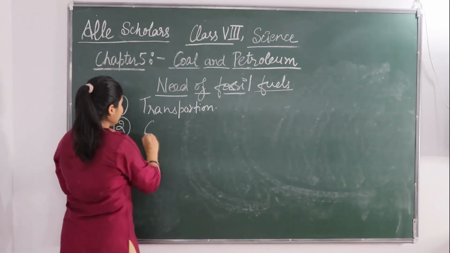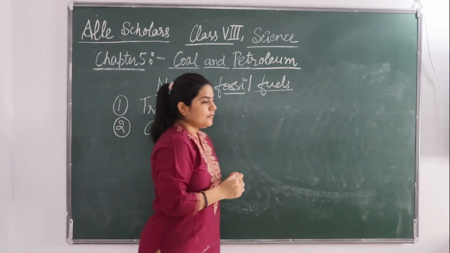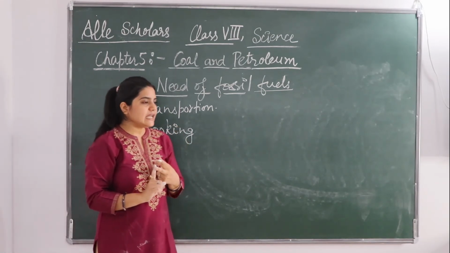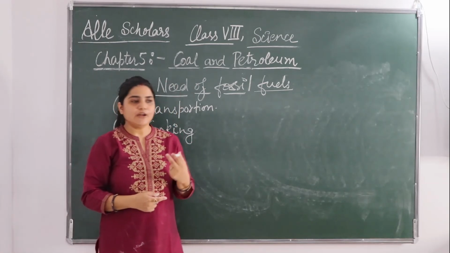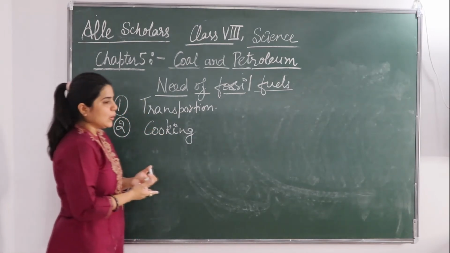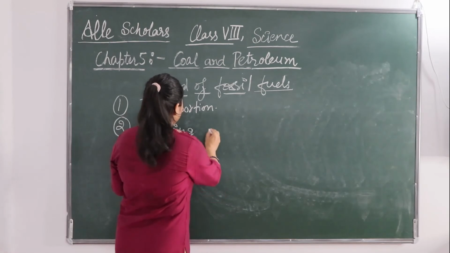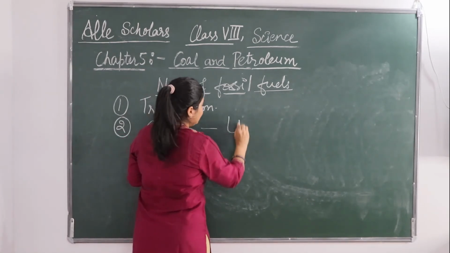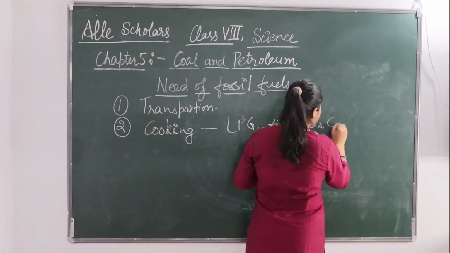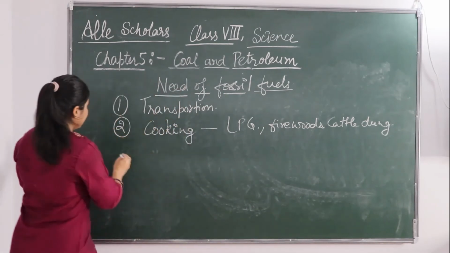Second, we need fuel in cooking. How do we need it for cooking? We know that the gas which we use at our home is LPG. LPG is used in urban areas while firewood, coal and cattle dung are used in rural areas. Like this, different things are used in cooking.